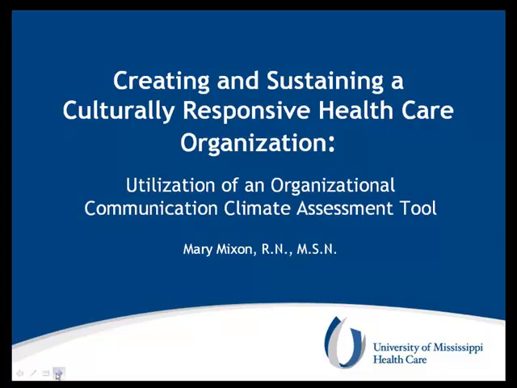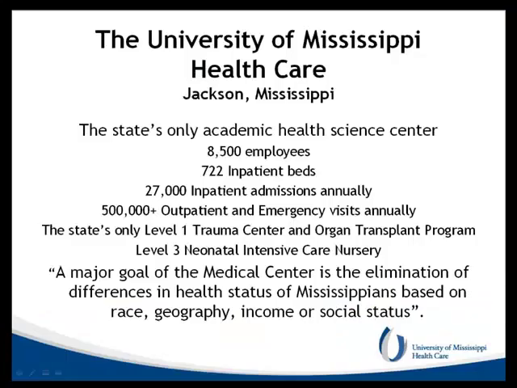The University of Mississippi Healthcare is located in our state's capital in the city of Jackson. It's the state's only academic health science center with 8,500 employees. Our 4 hospitals collectively total 722 beds, admitting 27,000 patients annually. Our outpatient and our ER take care of more than 500,000 patients a year, and we are the state's only Level 1 trauma center and organ transplant center. Our Neonatal Intensive Care is the highest level, a Level 3.